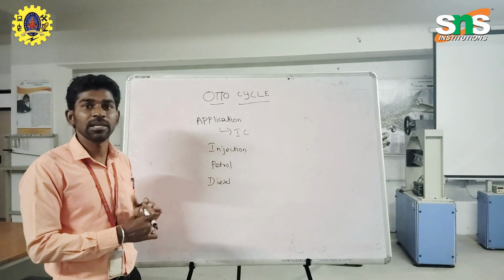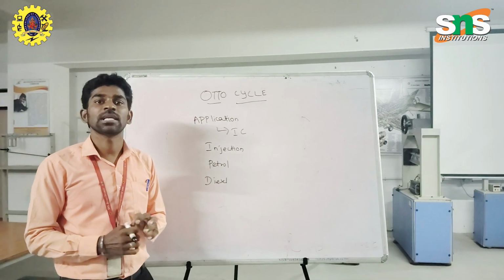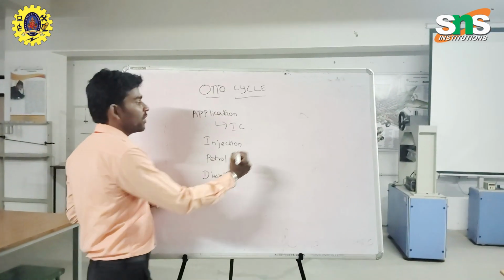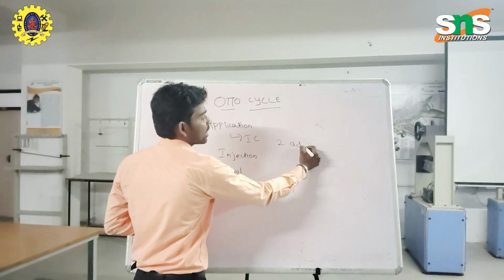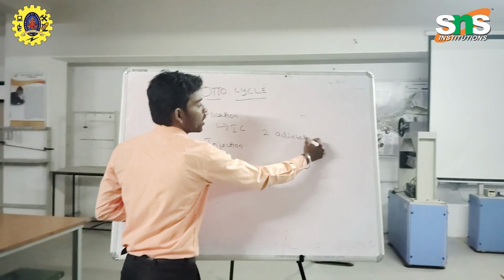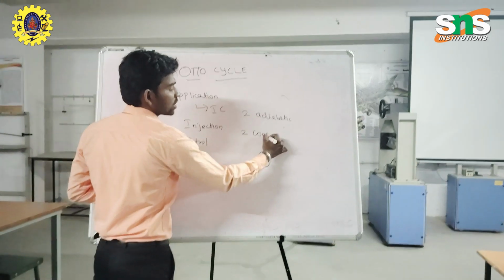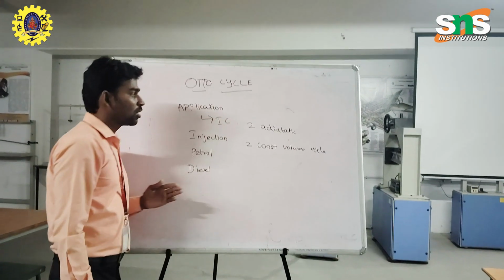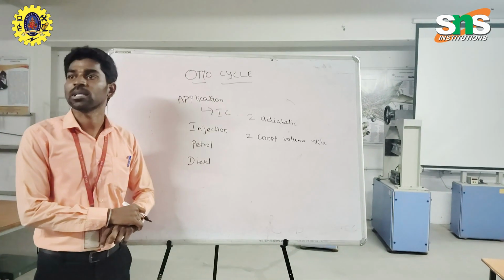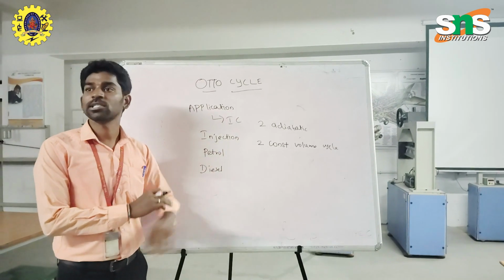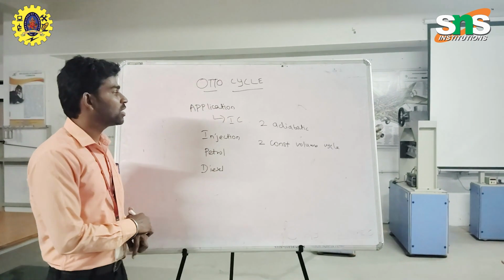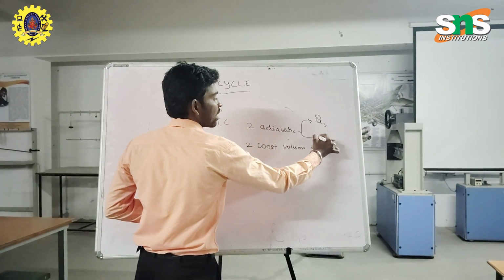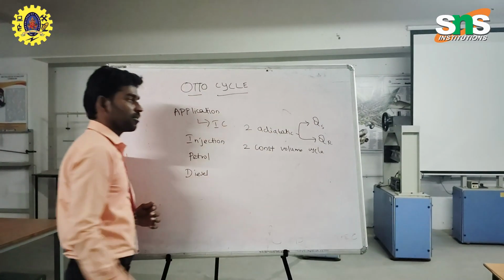This Otto cycle is basically derived from four types of processes. It has two adiabatic processes and two constant volume processes. This is the cycle process of the Otto cycle: two adiabatic and two constant volume. In the two adiabatic processes, one is the heat supply area and the other is the heat rejection area.